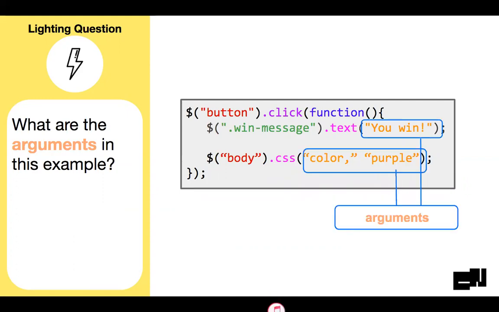Yep, you win and the color purple are the arguments. That's what we're changing. So for this example, think about it: what would happen when I click this button? Just think about it in your head for a second. When I click this button, the text would change to "you win," and the color of all the text on the page would change to purple, okay? Using these actions and these arguments.